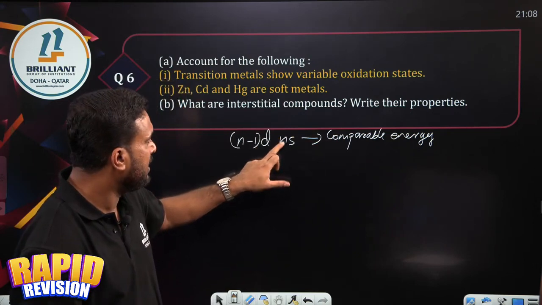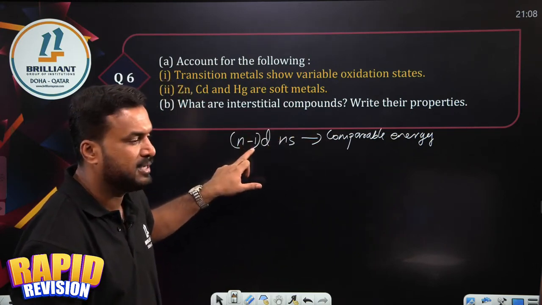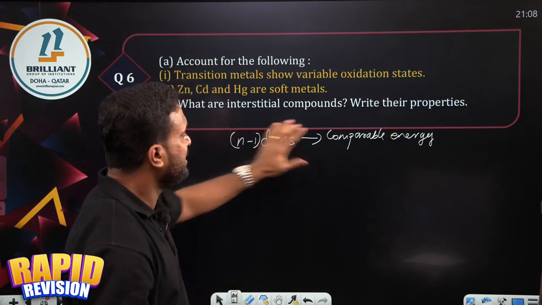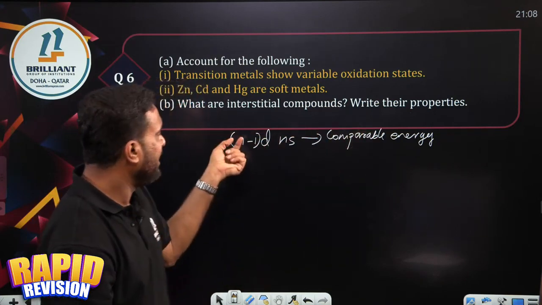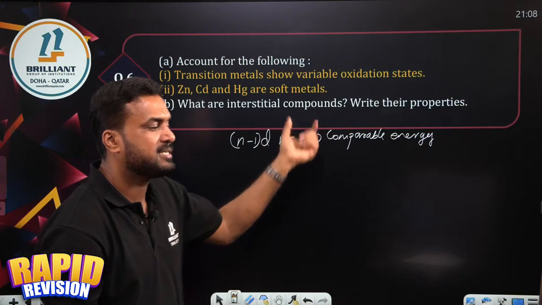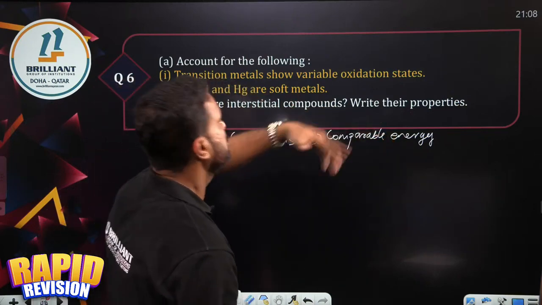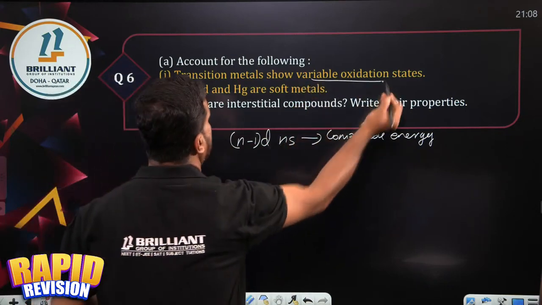This is the ultimate and this is the penultimate. That way you can tell. The ultimate and the penultimate have the same energy. I wrote it in a different way: (n-1)d and ns generally have the same energy. Yes, that is why electrons can participate from both. That is why so many variable oxidation states will be there.